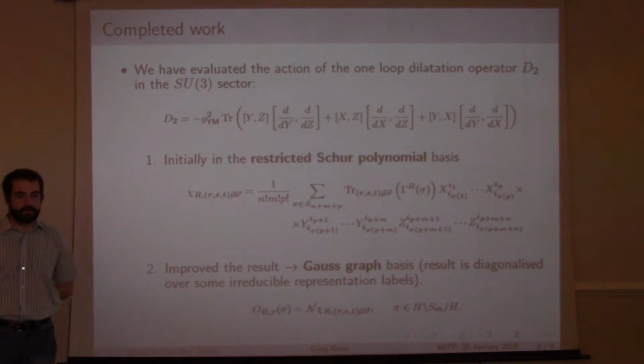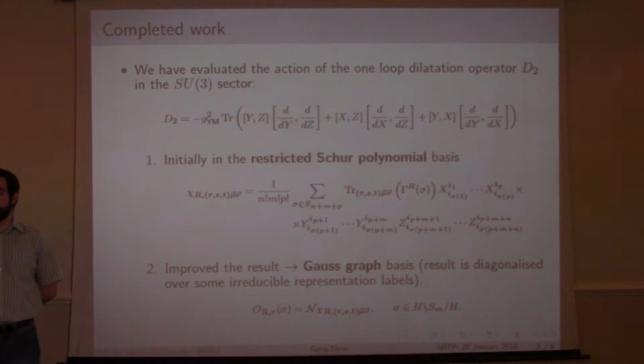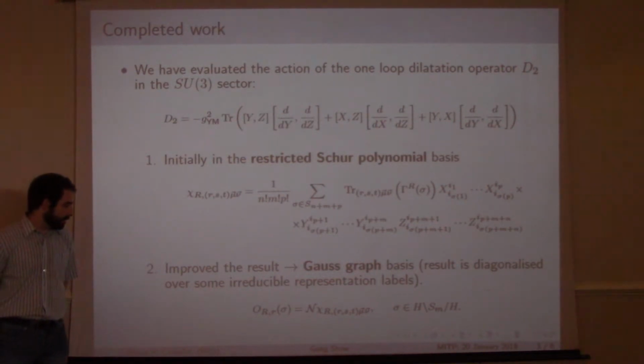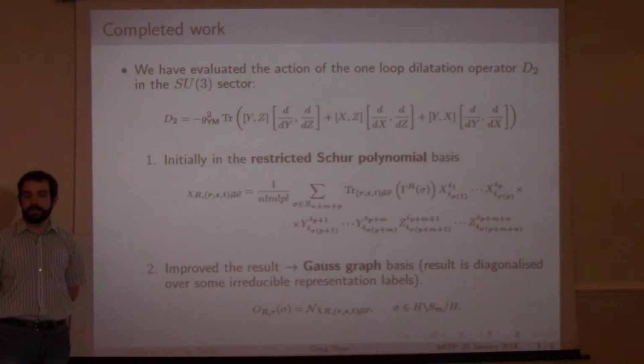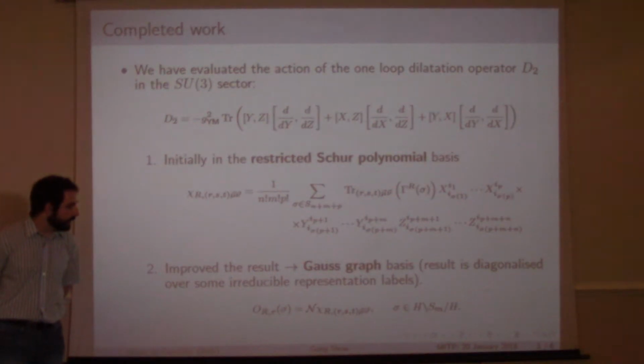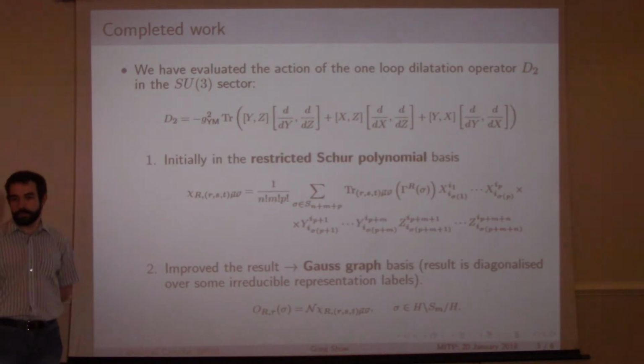Once we had gotten a result in that basis, we improved it by going to the Gauss-Graph basis. In this basis, the result is diagonalized with the irreducible representation labels. We have it in some form, as we see over here, with the capital R and lowercase r labels, and we have some permutation sigma. On the right, we have this n, which is a normalization factor, before our restricted Schur. And keep in mind that the sigma is in the double coset seen on the right, and H is the subgroup of the symmetric group.